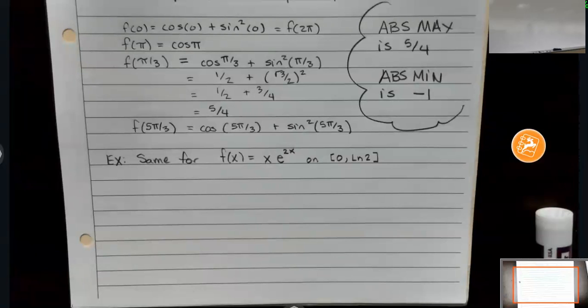Take the derivative using the product rule. Set the derivative equal to 0, but try to find where the derivative is 0 by factoring, if possible. I don't think we'll get any critical numbers in there.